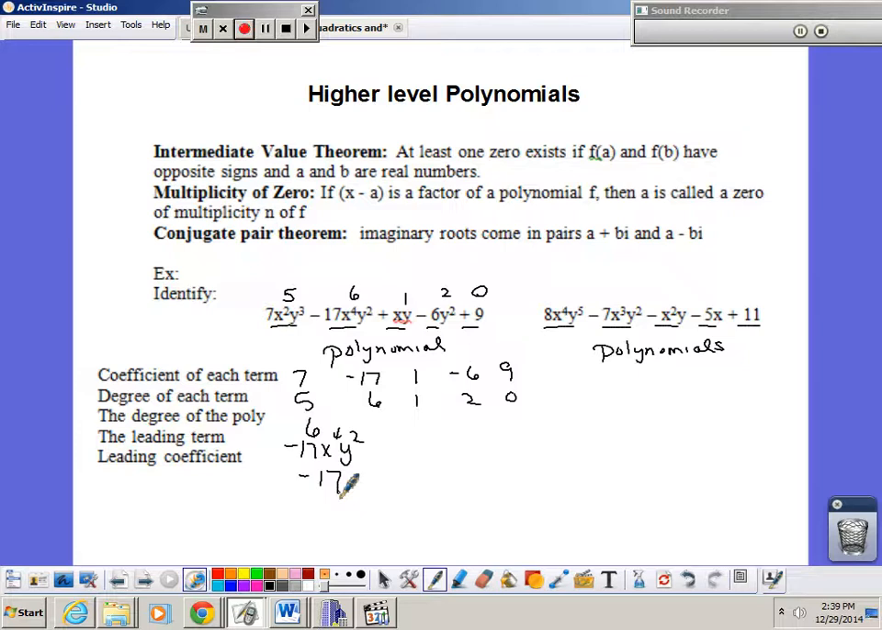So again, coefficients 8, -7, -1, -5, 11. Degree of this one is 9, 5, 3, 1, 0. So 9, 5, 3, 1, 0 is the degree of each term. The degree of polynomial is the highest degree of the terms, so it's 9. So the leading term would be 8x to the 4th y to the 5th. And the leading coefficient would be 8. Okay, this should all be reviewed for you, but if it's not, there you go. That tells you how to find the degree of each term.